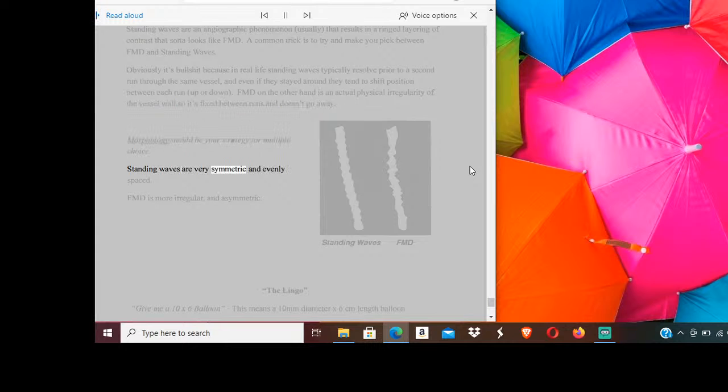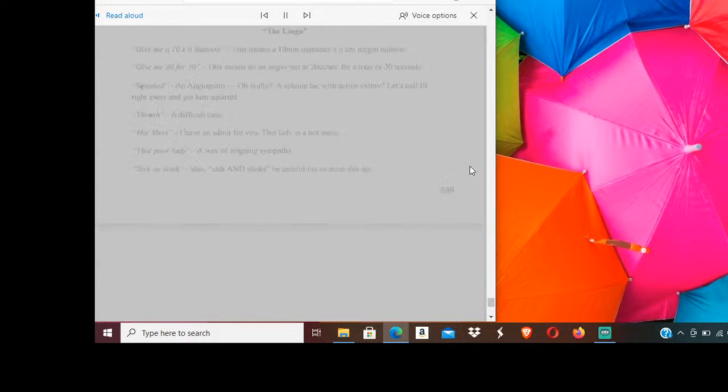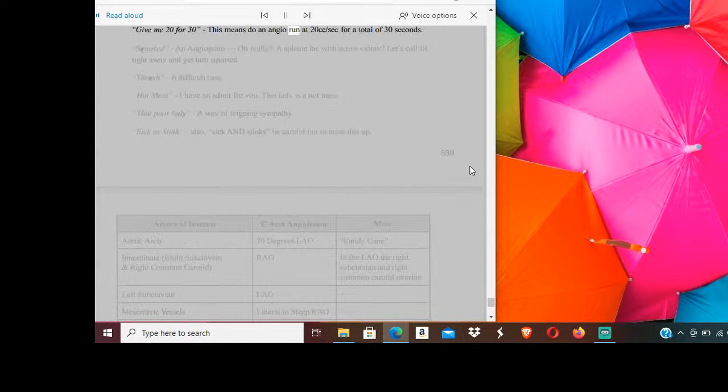Standing waves are very symmetric and evenly spaced. FMD is more irregular and asymmetric. The lingo. Standing waves, FMD. Give me a 10 x 6 balloon, this means a 10 mm diameter by 6 cm length balloon. Give me 20 J, JR30, this means do an angio run at 20 cc/sec for a total of 30 seconds.